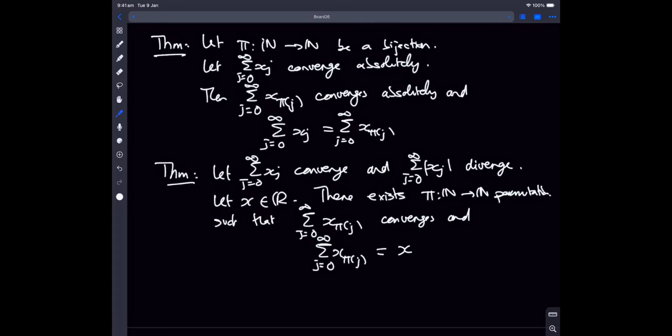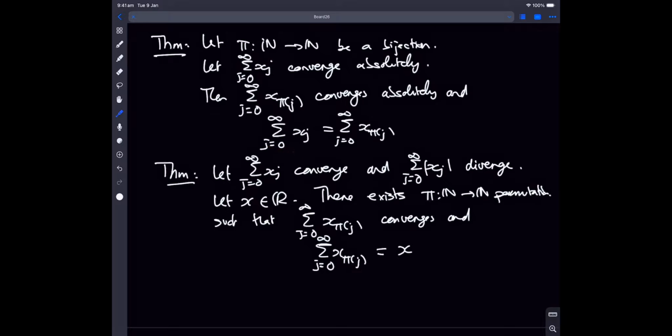The first one gives a positive answer. It says that if you have a series that converges absolutely, then you can change the order of summation whichever way you want, and you will still get a series that converges absolutely, and the sum of that series will be the sum of the series summed up in the standard order.